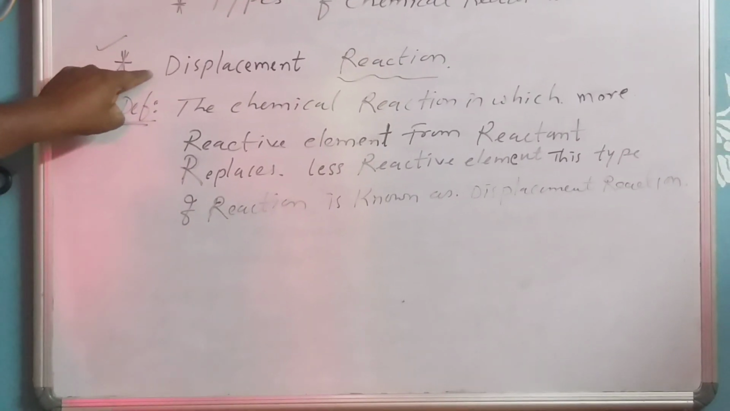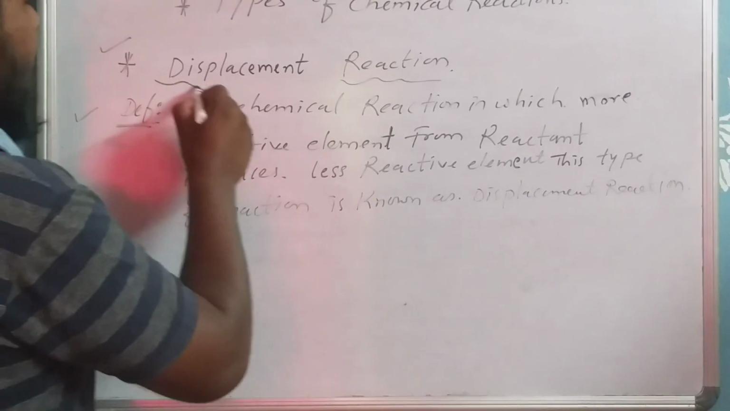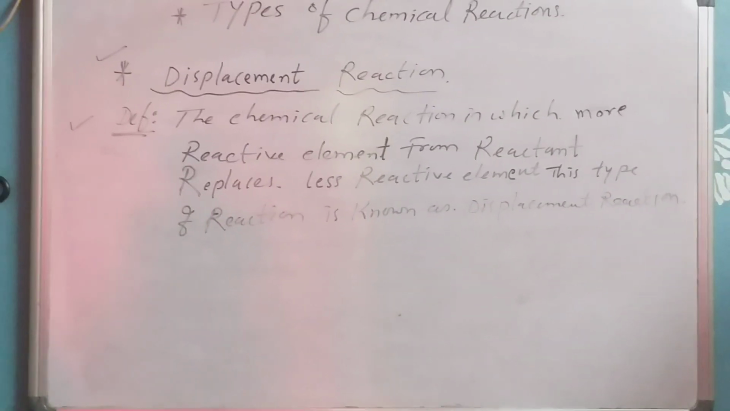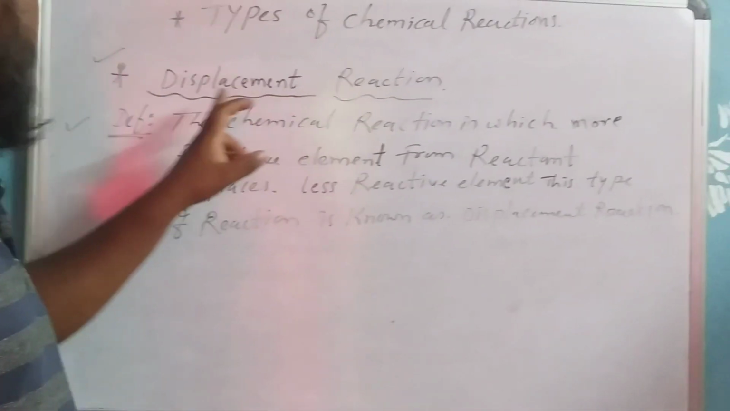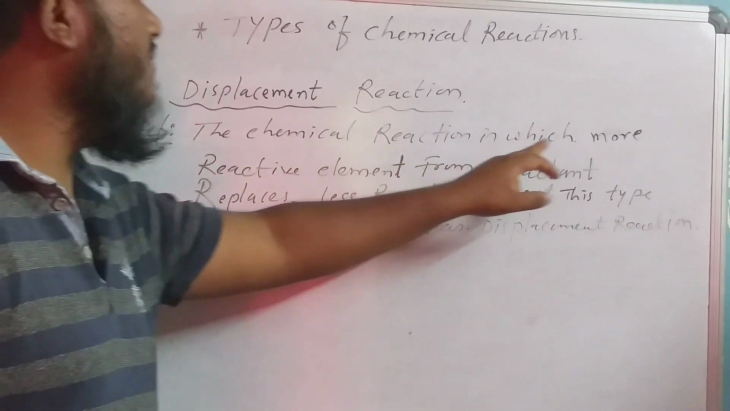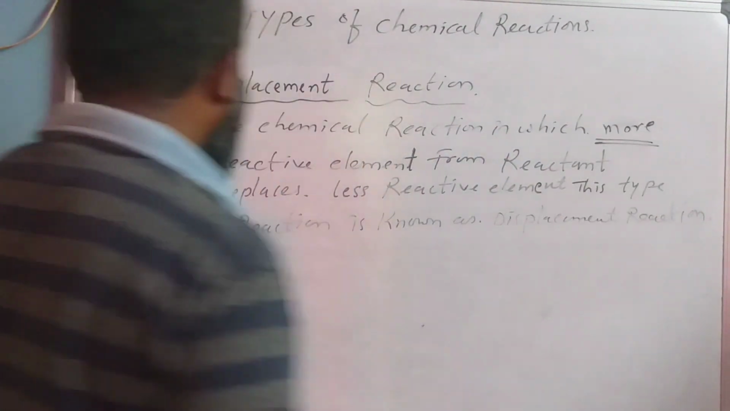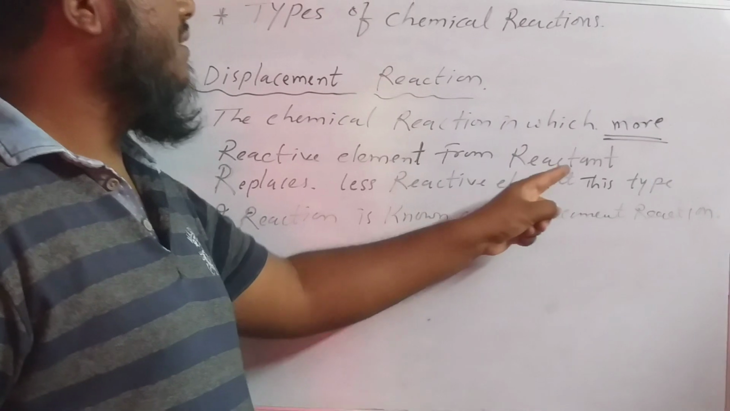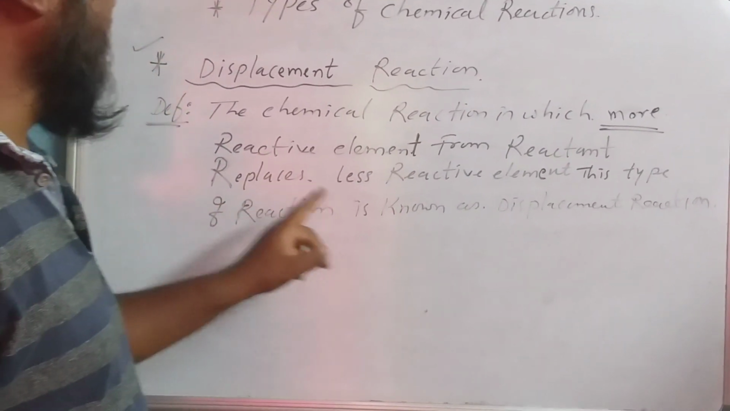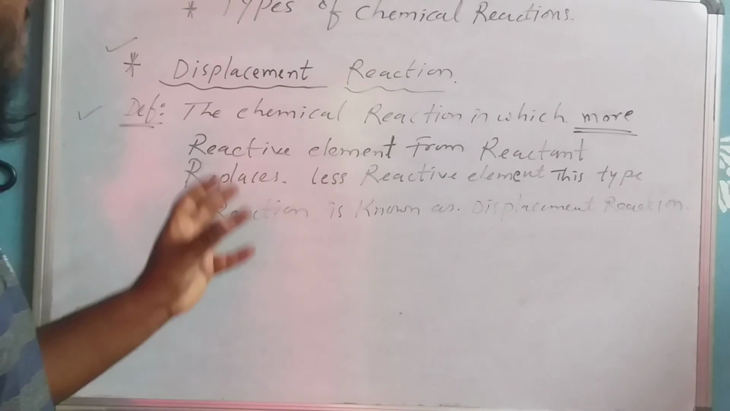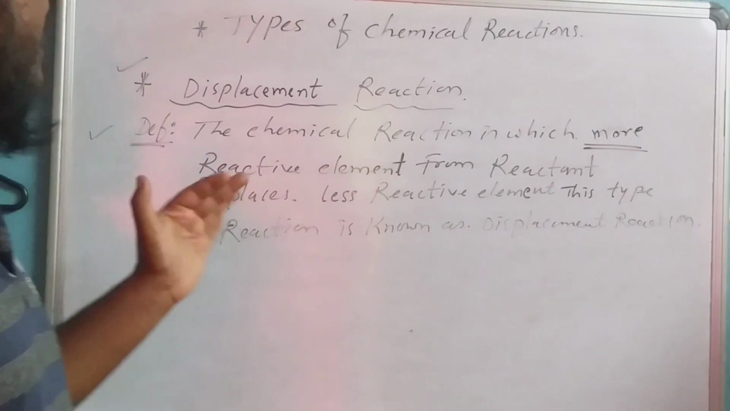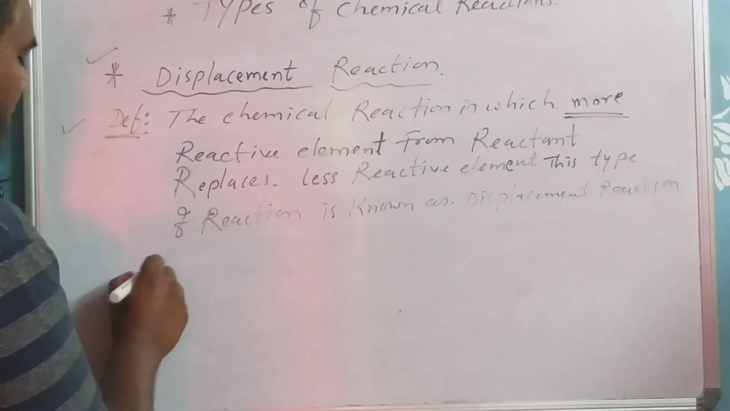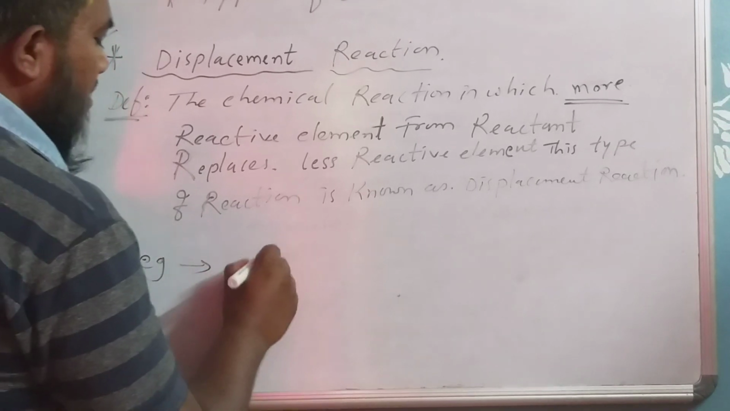Now, the next type of chemical reaction is called a displacement reaction. The name of this reaction also indicates its meaning. The definition of this reaction is: the chemical reaction in which a more reactive element from the reactant replaces a less reactive element is known as a displacement reaction. When a more reactive element replaces the less reactive element from the reactant, it will give a new type of compound. The examples of this type of reaction are written here.